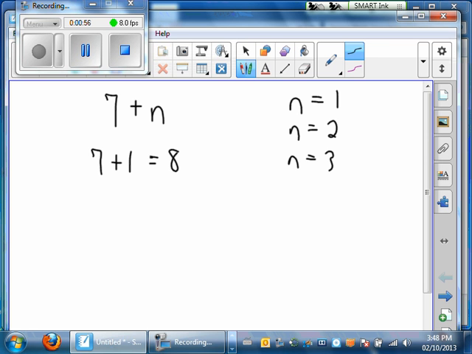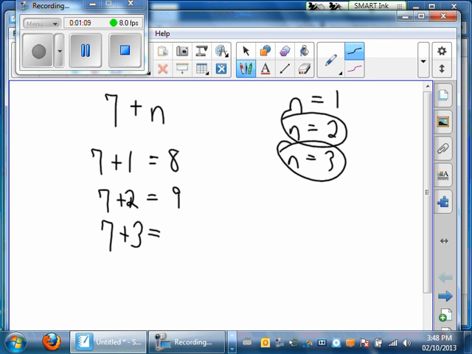And if we were to say n is now 2, we could say 7 plus 2 is equal to 9. And if we were to say n is 3, we could say 7 plus 3 is equal to 10. Well, the reason why these algebraic expressions are important is because once we know the expression, we can use that same expression over and over again, even if the number changes. And here's a good example of how that works.